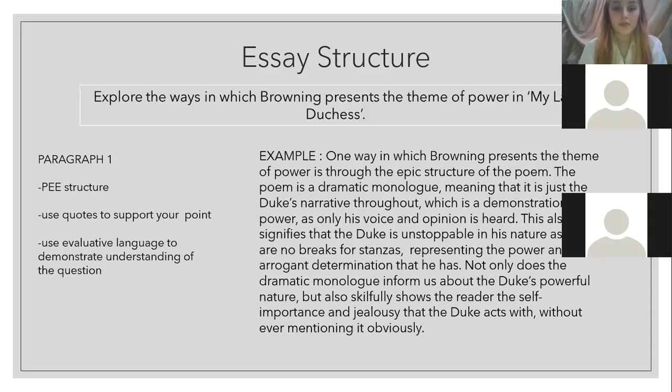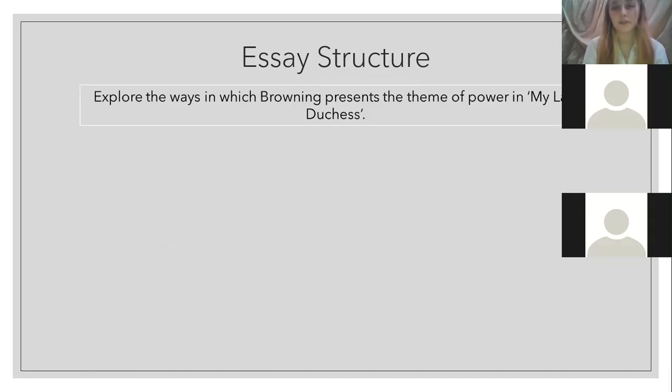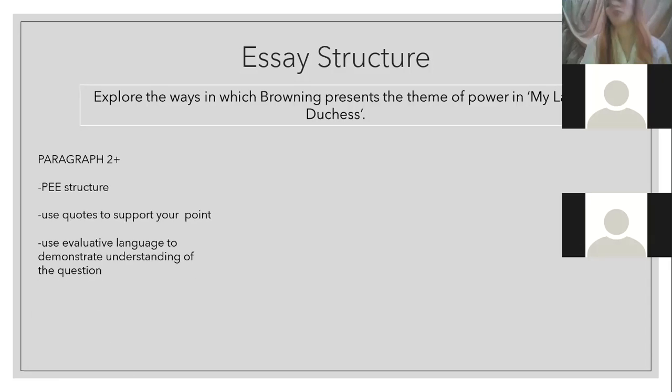Not only does the dramatic monologue inform us about the Duke's powerful nature, but also skillfully shows the reader the self-importance and jealousy that the Duke acts with, without outright mentioning it. Again, we've got the quotes in there. It's got a point, evidence, explain, and evaluative language, skillfully, up here. I only did 2 body paragraphs because it's the same. It would just be me writing out the points again and again and again, which I'm sure would get boring for you.